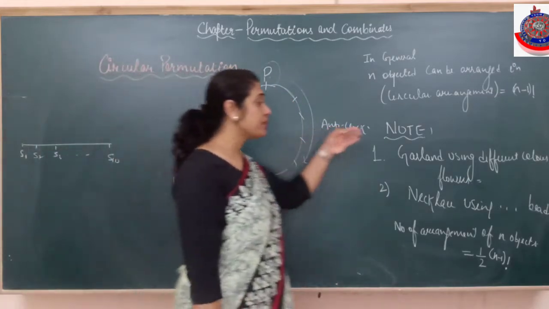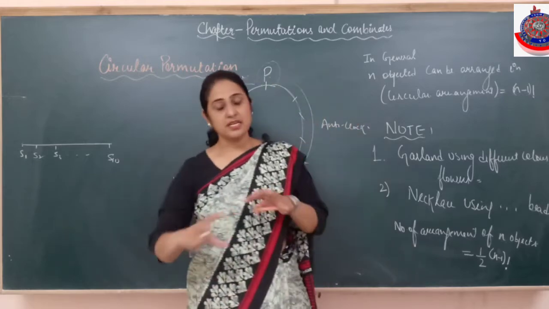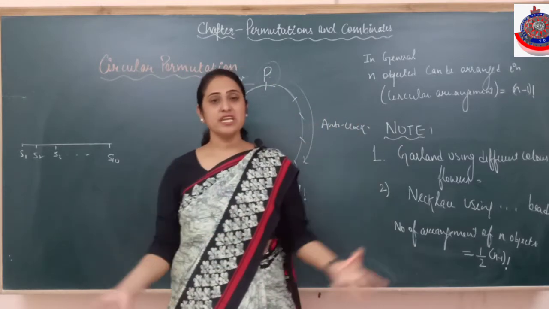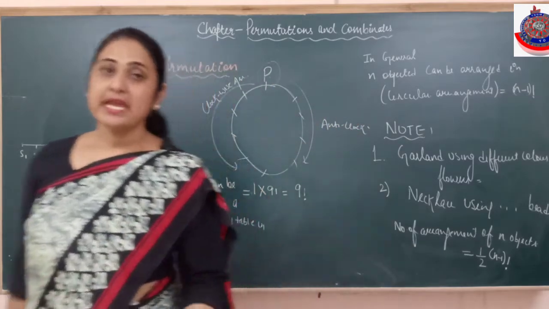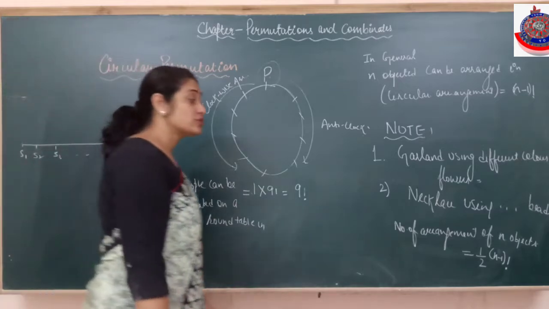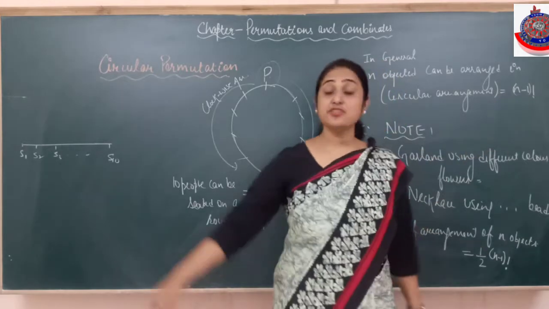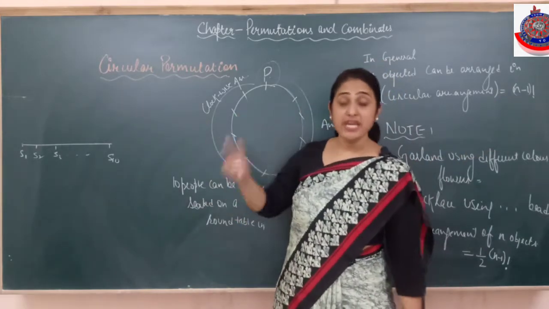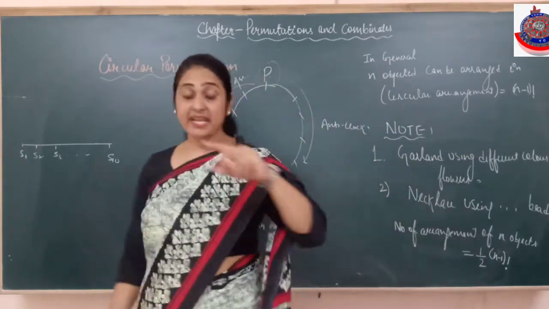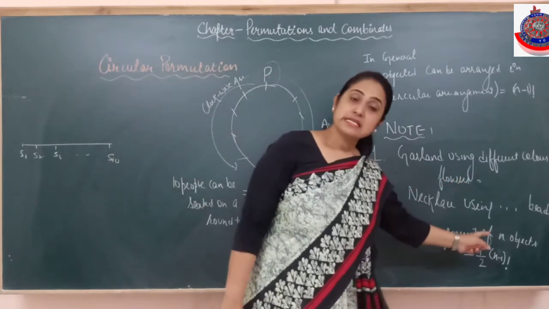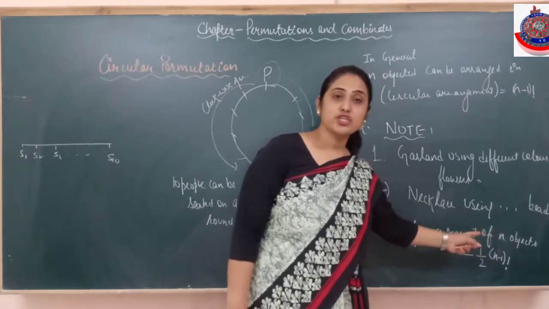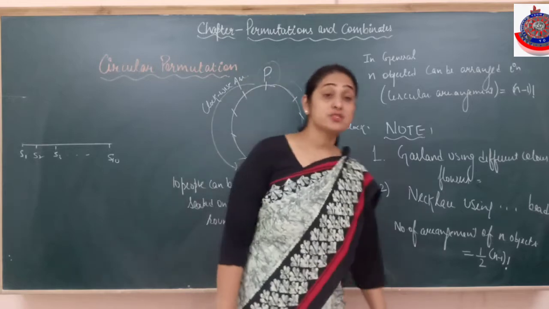When it does not make any difference, because ultimately, finally, when you see a garland, when you see a necklace, it seems to be the same. Is it clear? Then it will be half of those arrangements, half of (n minus 1) factorial. Because here I am considering clockwise also and I am considering anti-clockwise also. And here it doesn't matter, I can't distinguish between these two, so that's why it will be half (n minus 1) factorial.